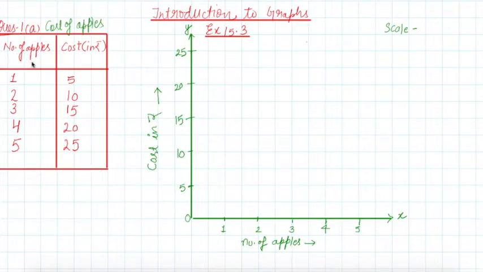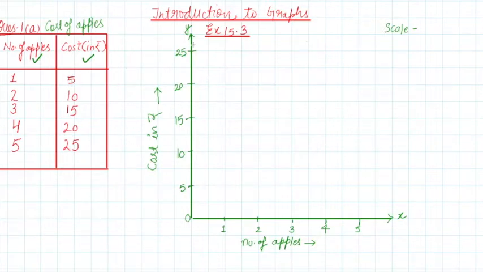So you see in the first case, number of apples are given and the cost in rupees is given. Right, for one apple it is 5 rupees. As the number of apples is increasing 1, 2, 3, 4, 5, in the same proportion the cost of apples is increasing. For one apple it is 5 rupees, for two apples it is 10 rupees, for three apples it is 15 rupees. So it is increasing in the same proportion. We have to represent this table here on a graph.